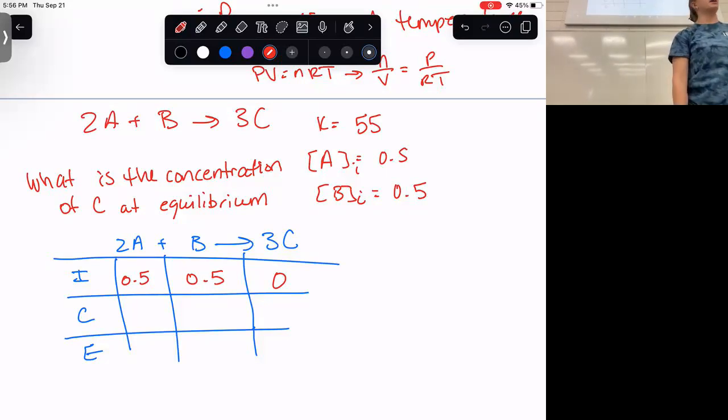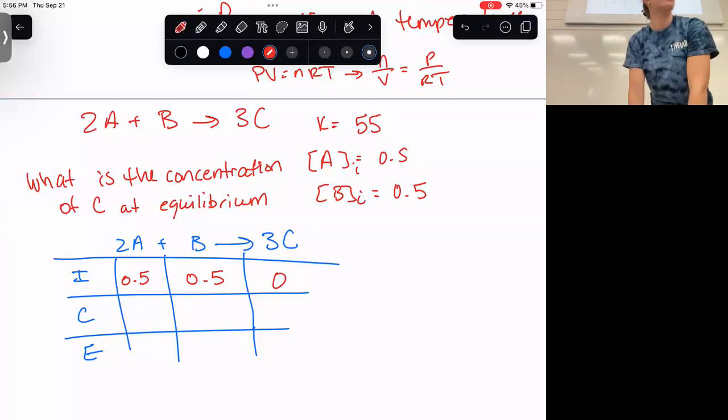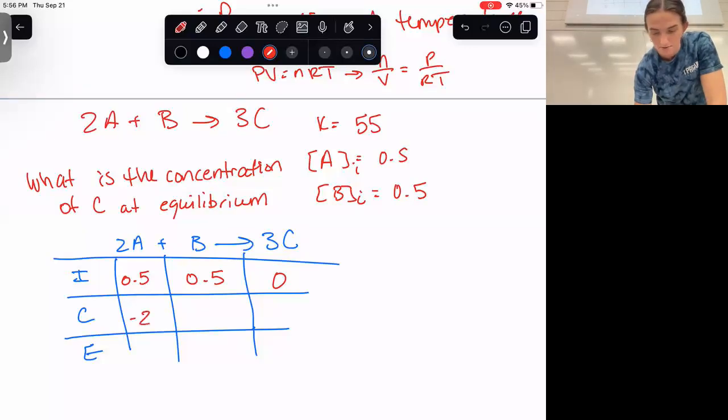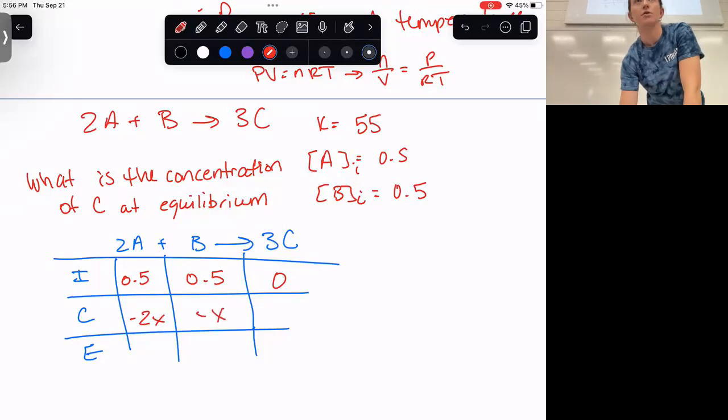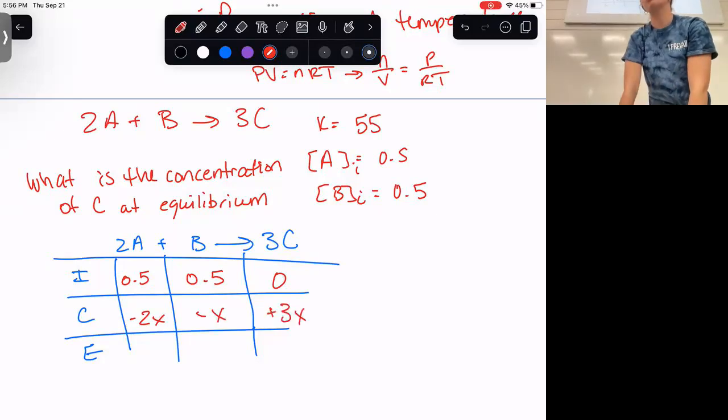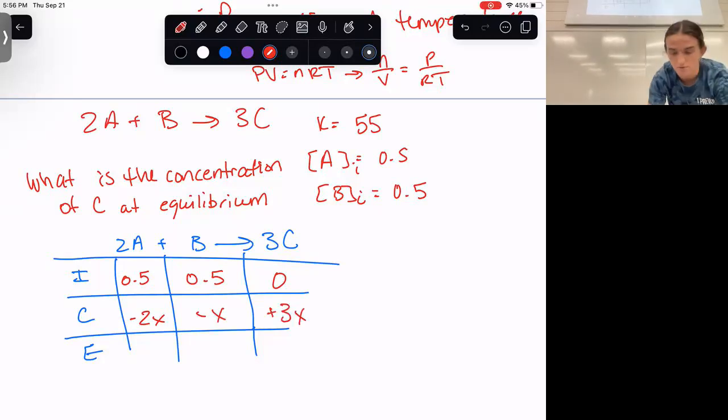Do we know how our reaction is going to change by? Yes, we do, right? What is A going to change by? Minus 2x. What about B? Minus x. What about C? Plus 3x. So at equilibrium, what are our concentrations? What is it for A? Yep, 0.5 minus 2x. B is going to be 0.5 minus x. And then C is going to be 3x.